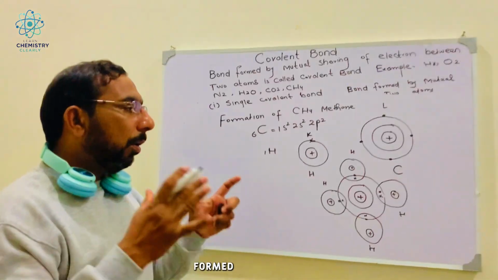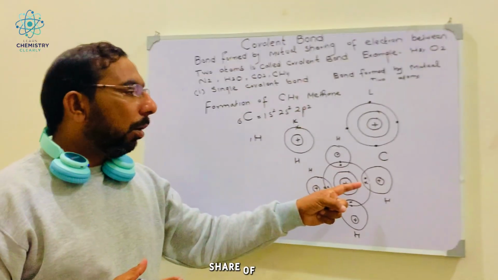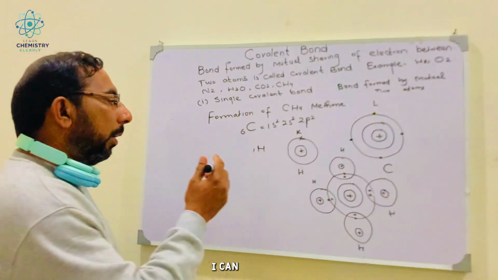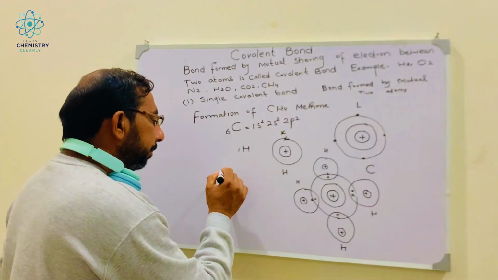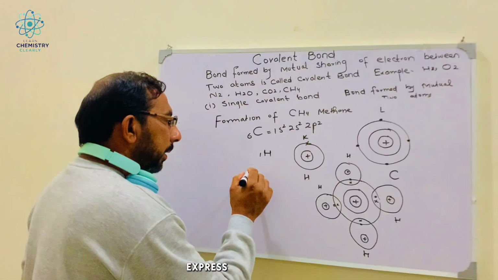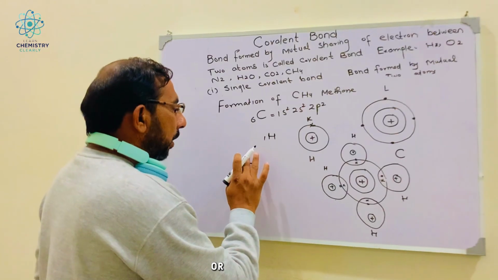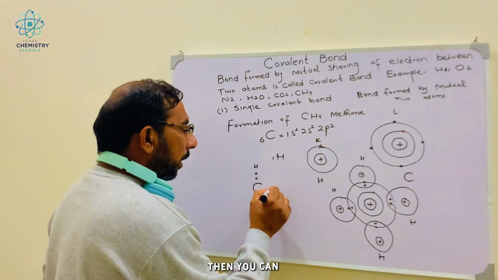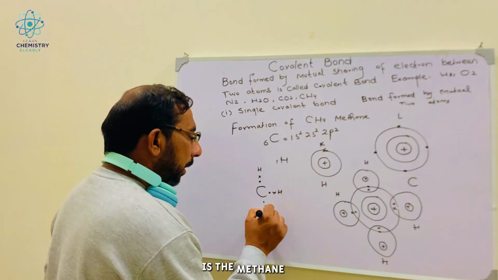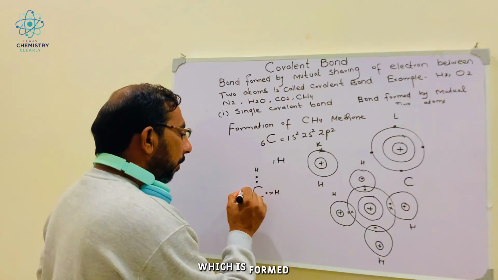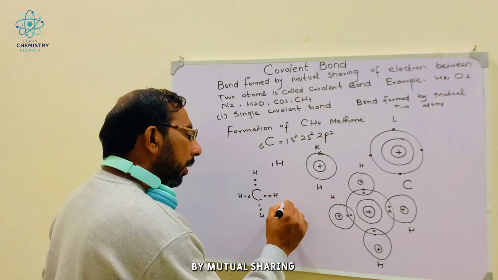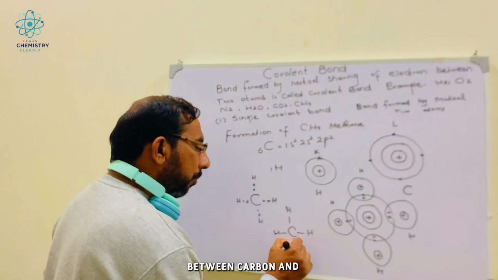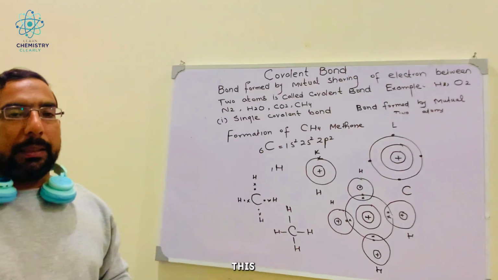And the bond formed by mutual sharing of one bond pair between two atoms is called a single bond. I can write it as this is carbon, and if I express the electron of carbon with cross or dot and the electron of hydrogen with cross, then you can write this as the methane molecule, which is formed by mutual sharing of one electron pair between carbon and four hydrogen atoms, like this.